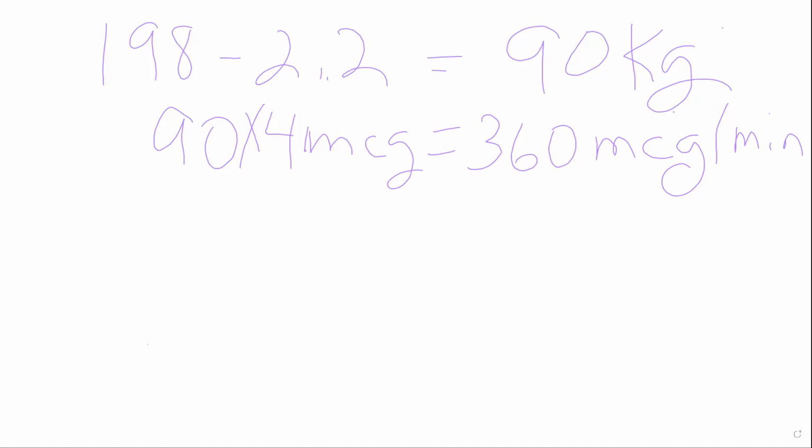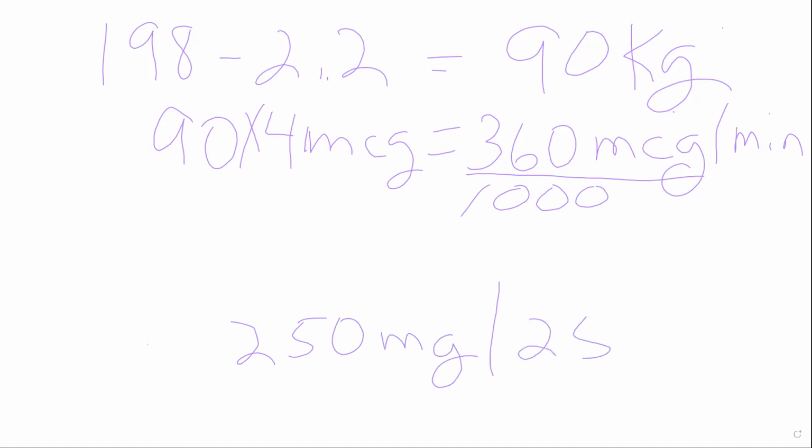All right, so the first thing that we're going to do is take our 360 and divide it by 1,000, because we need to convert this to milligrams, because what we have on hand is 250 milligrams per 250 mLs. So everybody understands why we have to convert here? No. Okay, so you had an ordered dose for 4 micrograms per kilogram per minute, right?